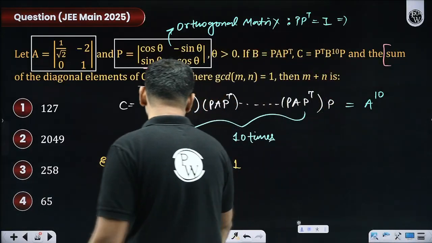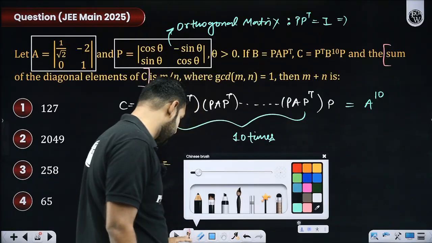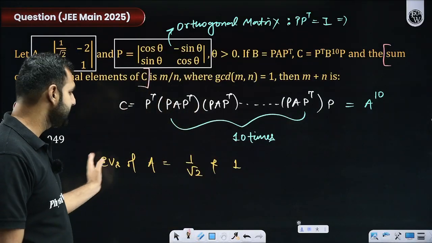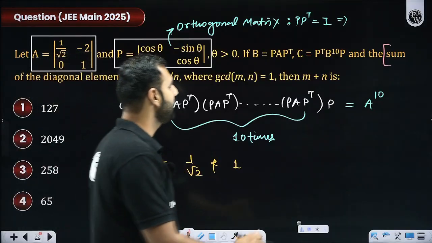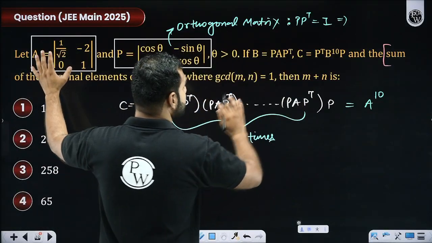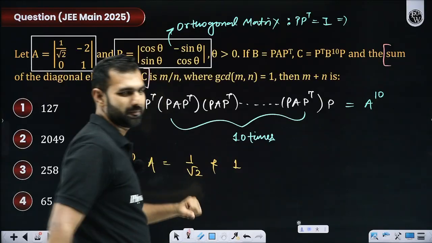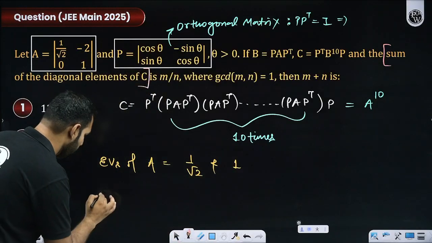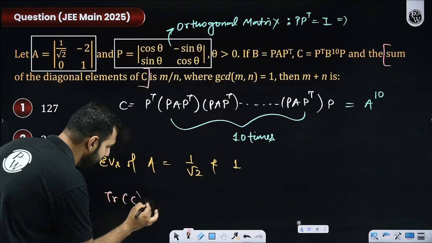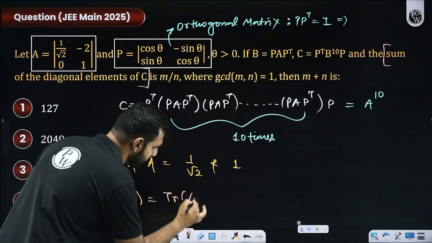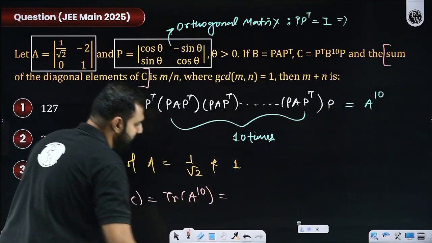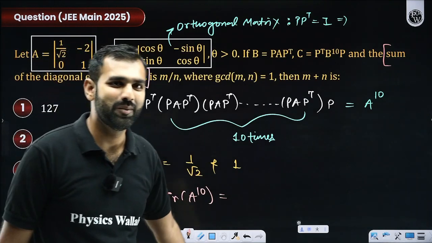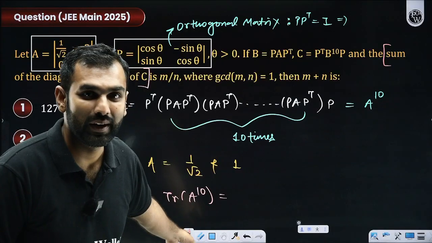Now, sir, what are we supposed to do next? Your job is done. Why? Because these are the eigenvalues of A. Sir, what are we asked? We are asked the sum of the diagonal elements of C. I repeat, we are asked the trace of C. That means we are asked the trace of A to the power 10. Can somebody quickly tell me what will be the trace of A to the power 10?